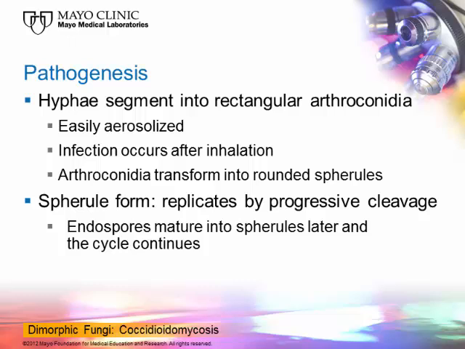Here's what happens. We've kind of already alluded to this. The hyphae begin to break down into rectangular arthroconidia. These things are easily aerosolized, and once they're taken into the lung, they begin to transform into these spherules, and as the spherules begin to develop, they begin to replicate internally by a process called progressive cleavage, and this divides this internal cytoplasm up into what are called endospores inside the spherule. And then as time goes along and these spherules begin to mature, they break open and the endospores are liberated and they form more spherules, and the cycle goes on.